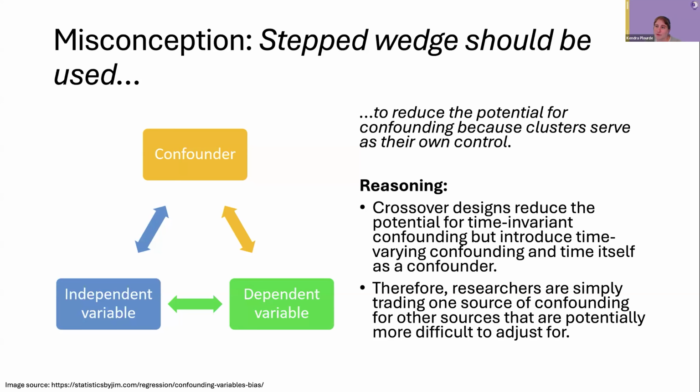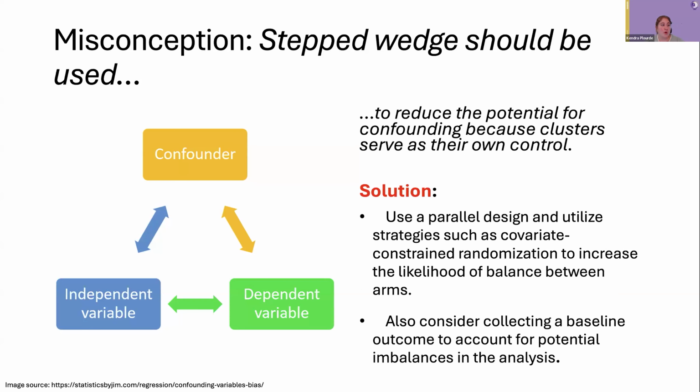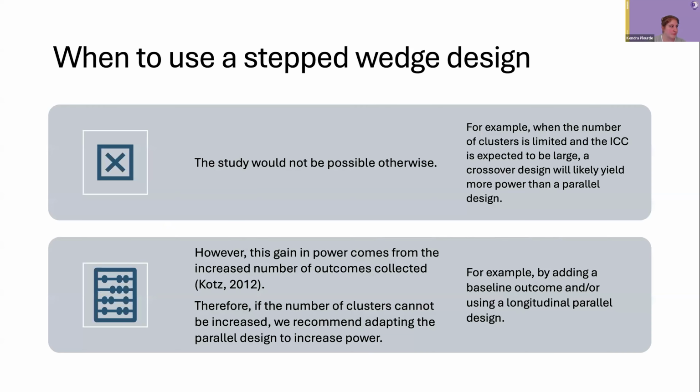They're also more prone to disruptions, policy changes, pandemics. Those are a huge issue under a stepped wedge design, but not in a parallel design because you have that balance over time. So we suggest using a parallel design and utilize strategies such as covariate constrained randomization to increase the likelihood of balance on those cluster level baseline characteristics. You could also consider collecting a baseline outcome to account for potential imbalances in the analysis.